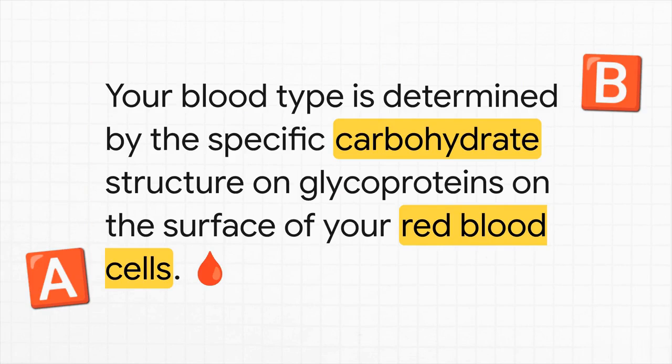Your blood type, A, B, AB, or O, is determined entirely by the carbohydrate ID badge on the surface of your red blood cells. The only thing separating blood type A from B is a single extra sugar molecule. That's it. That's the whole ballgame.